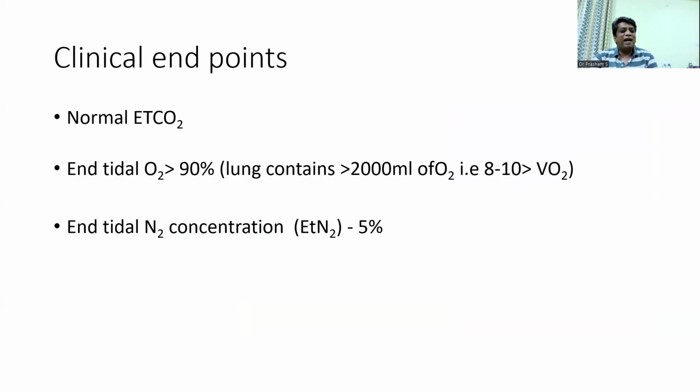So what are my clinical endpoints which determine that my pre-oxygenation level has been reached? This can be attained or monitored by using the end tidal carbon dioxide and end tidal oxygen, where it is advised to have at least more than 90%, where the lung is supposed to have at least more than 2 liters of oxygen, which is almost equal to 8 to 10 times the oxygen consumption. One more is the end tidal nitrogen concentration, which should be less than 5%.